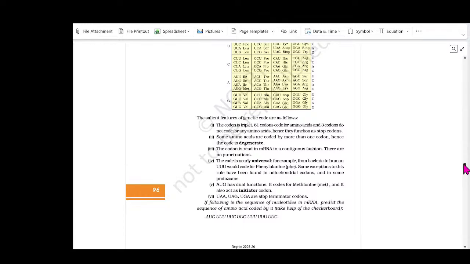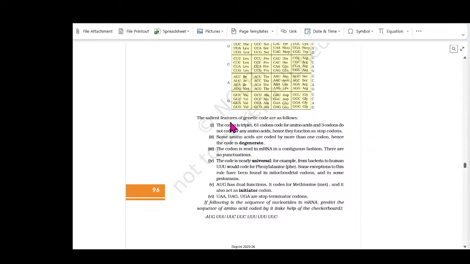Do prepare how to prepare this complete table with 64 codons, out of which 61 are the coding ones and 3 are the terminating ones. Questions may come on it. Do prepare for it. It will help you in NEET as well.